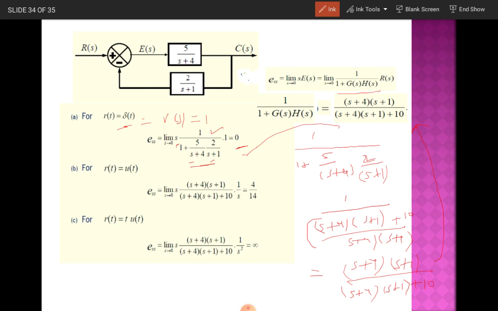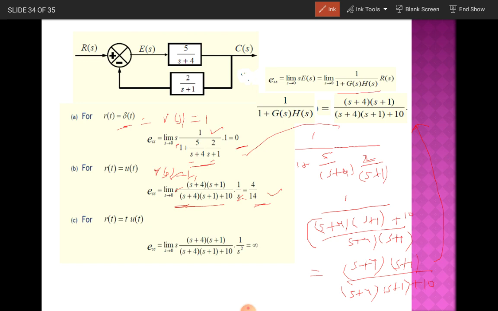Then for R of t equal to a step input, that is R of s equal to 1 by s. Substituting in this, you will get 1 divided by 1 plus G of s H of s, written here, s into the 1 plus G of s H of s expression into 1 by s. So this s and s cancel. In this expression, substituting s tends to 0, the numerator becomes 4, and the denominator becomes 4 plus 10. So we'll get 4 divided by 14. This is the steady state error.